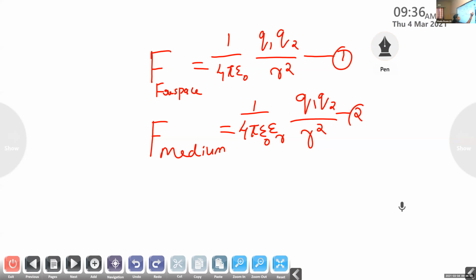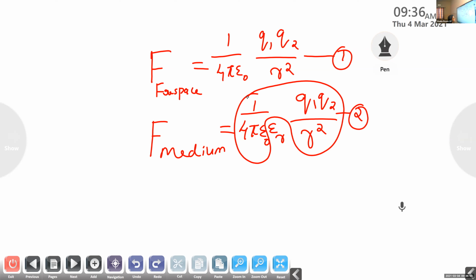So these are the two equations that we are studying. The first one is Coulomb's law for free space and the second one is Coulomb's law for a medium. If any material medium is present between the charges, then the equation is modified to: F medium is equal to 1 by 4 pi epsilon 0 epsilon R, Q1 Q2 divided by R square. Now observe equation 2. What do all these terms represent? What is 1 by 4 pi epsilon 0 Q1 Q2 by R square?